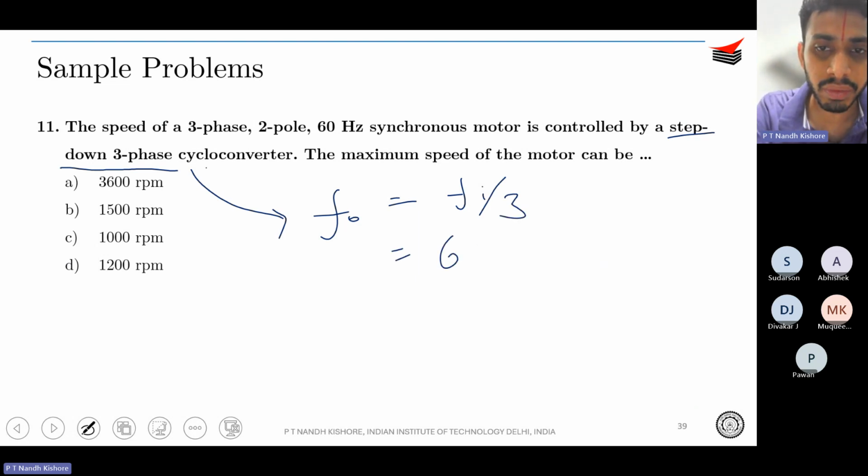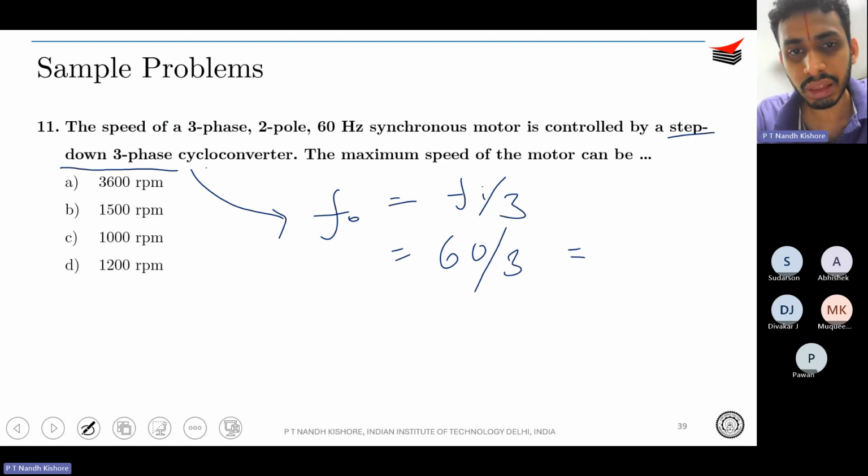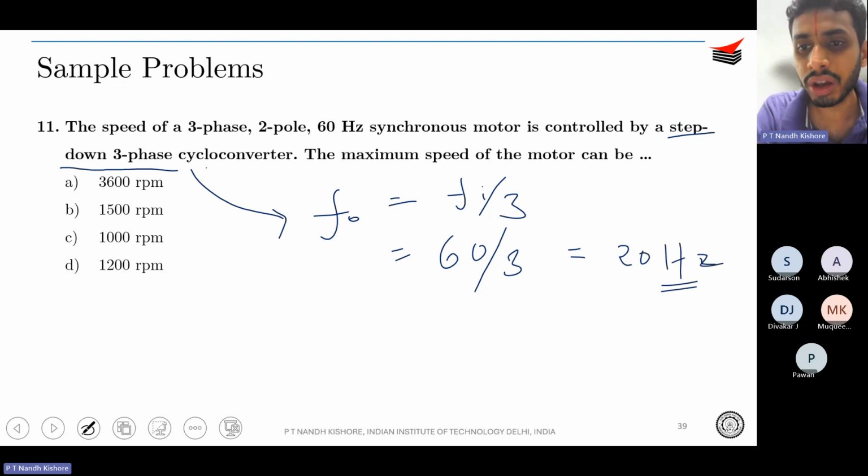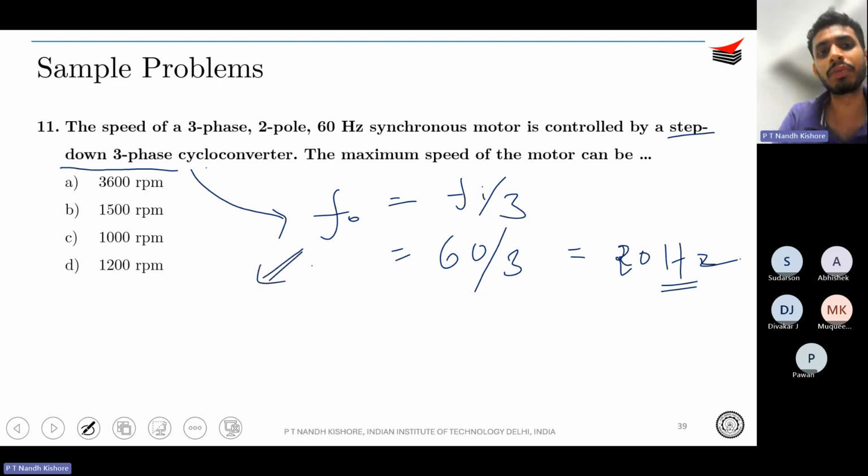That means that your output frequency is basically 60 over 3. If your input is 60 hertz, then its output frequency is basically only 20 hertz, right? So this is your frequency of the cycloconverter. Now this cycloconverter is actually controlling the motor. So what is the synchronous speed? It's a synchronous motor, right? Therefore, you don't have any slip. Similar to your induction motors, you don't have slip, right? So what's your synchronous speed?